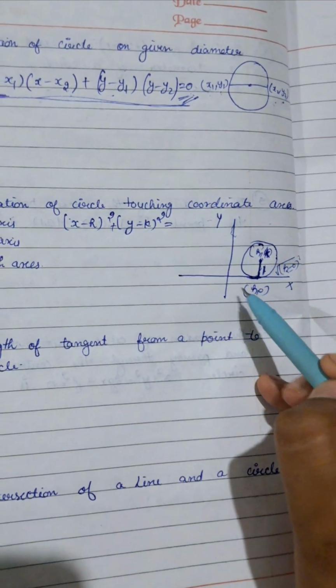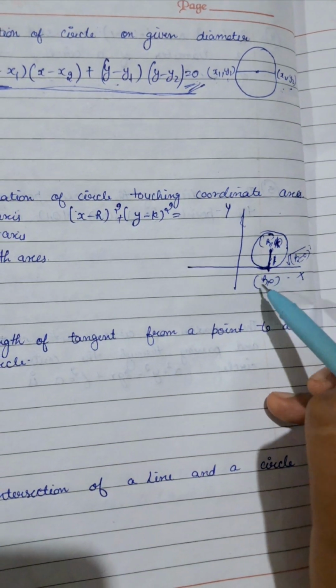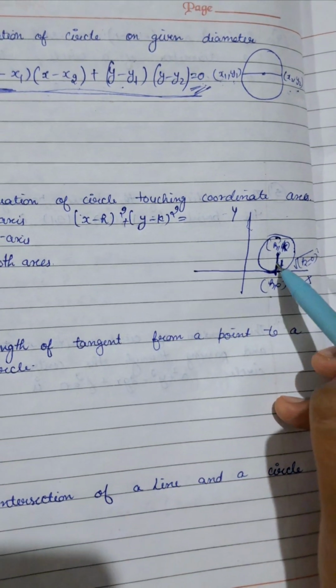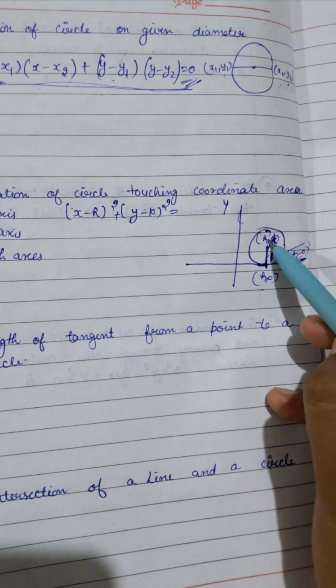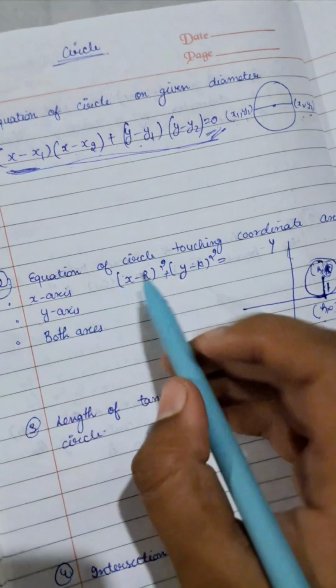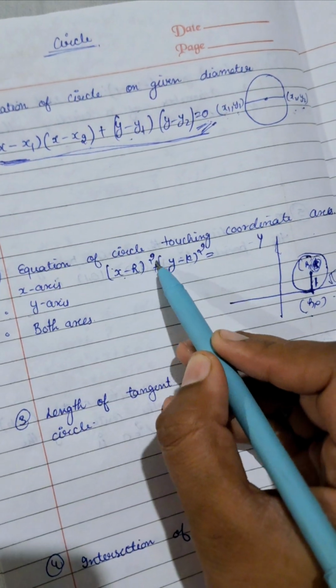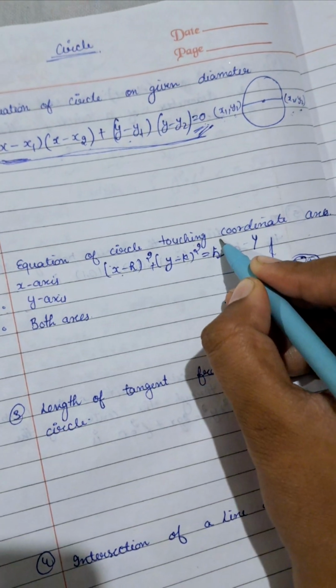Now number 2, equation of a circle touching a coordinate axis. Number 1 is touching the x-axis. Now the circle meets the x-axis at point (h, 0). So using the distance formula we can find the radius, and our radius becomes k, because h minus h becomes 0 and only k is left. So the equation becomes (x minus h) whole square plus (y minus k) whole square is equal to k square.